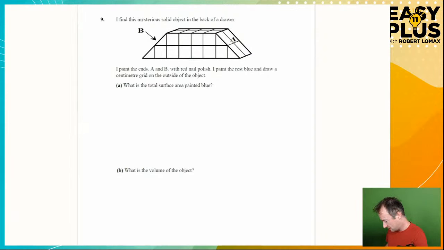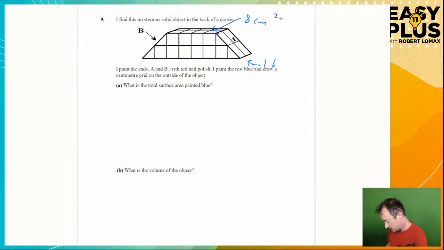What's the total surface area painted blue? So basically I paint everything blue apart from the endpoints A and B. They're red. Okay, so what's the total surface area painted blue? Well, the top is easy. You can see that there are 8 square centimetres there. Okay, the bottom's also pretty easy if you count it up. 1, 2, 3, 4, 5, 6, 7, 8 in the first row, 8 in the back row. There are going to be 16.